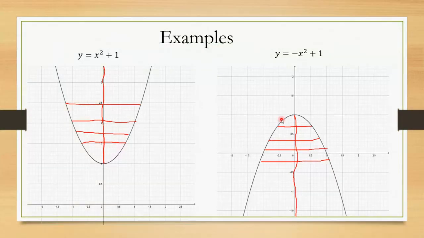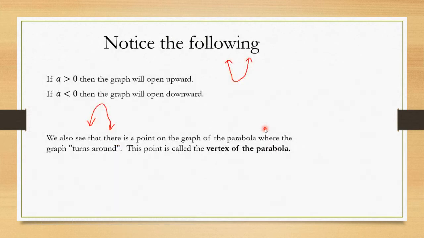These points, this low point here and this high point here, we call the vertex. That's the vertex of the parabola. That's the point where the graph turns around. And the vertex is actually very important. You actually need it to graph the parabola. And what's nice is there are formulas for it, as we'll see.